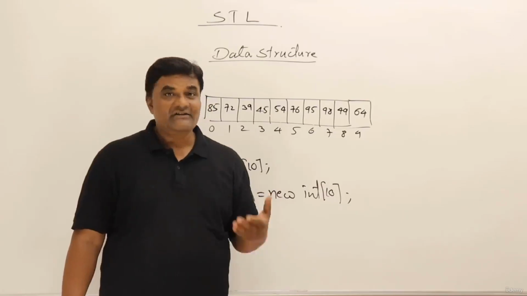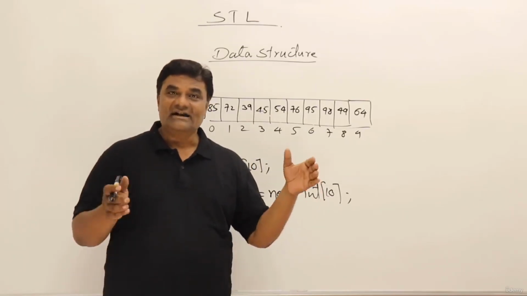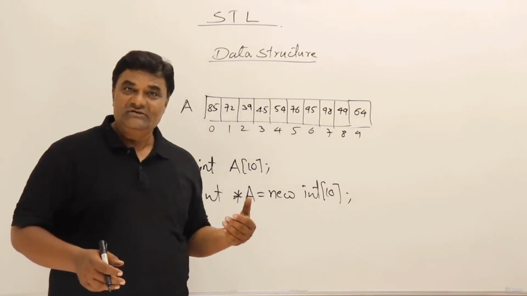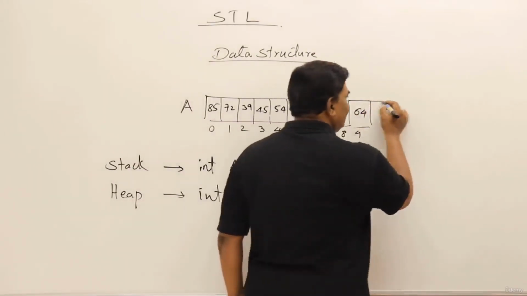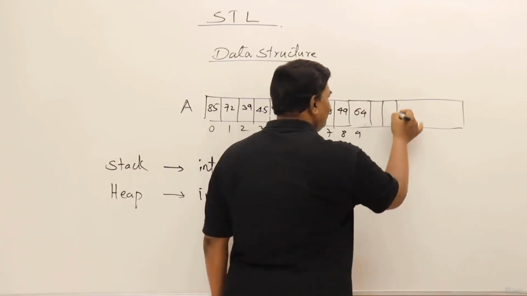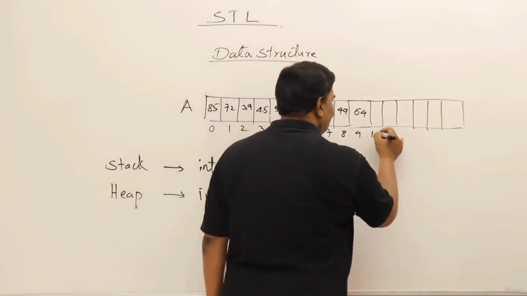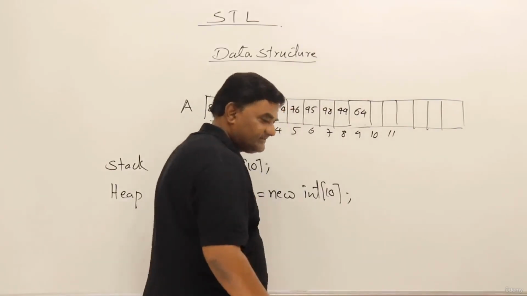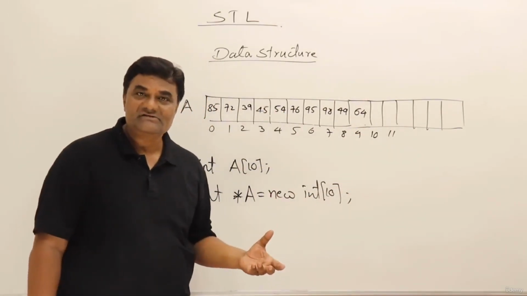The arrays are available in C++ by default, but the problem is that their size is fixed. So initially you should know the size and take a bigger size array. If you are expecting more numbers, you should have taken a bigger size. Suppose I have taken size 100, but I am storing only 10 numbers.